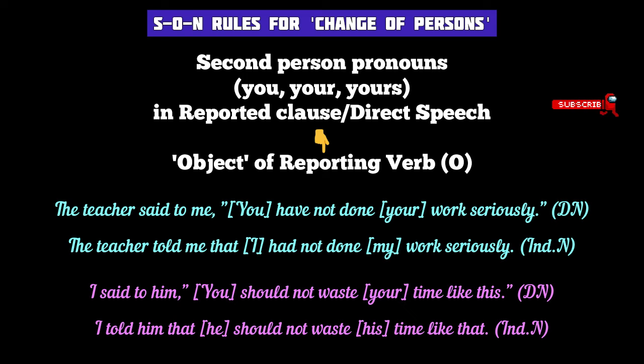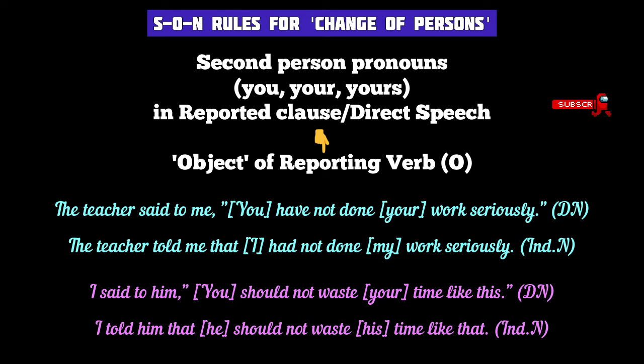In this sentence of the direct narration, we have two second person pronouns in the reported clause, the subject you and the possessive your. But as you know, according to the SON formula, we have to change these two second person pronouns according to the object of the reporting verb. Here the first person pronoun me is the object of the reporting verb said. So you and your will be changed as the first person I and my in the indirect narration. The teacher told me that I had not done my work seriously.